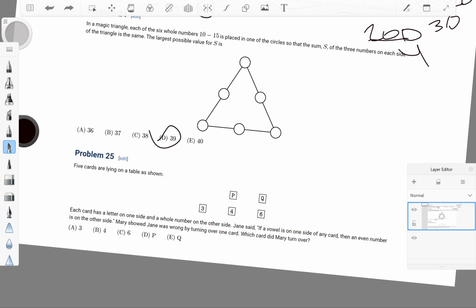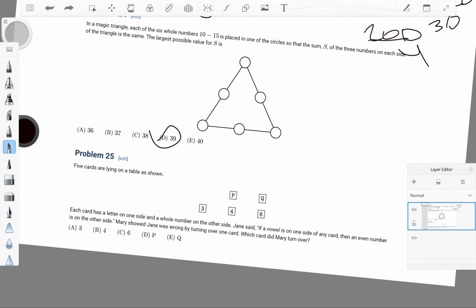Alright, five cards are laying on a table as shown. Each card has a letter on one side and a whole number on the other side. Jane said, if a vowel is on one side of any card, then an even number is on the other side. Mary showed Jane was wrong by turning over one card. Which card did Mary turn over?